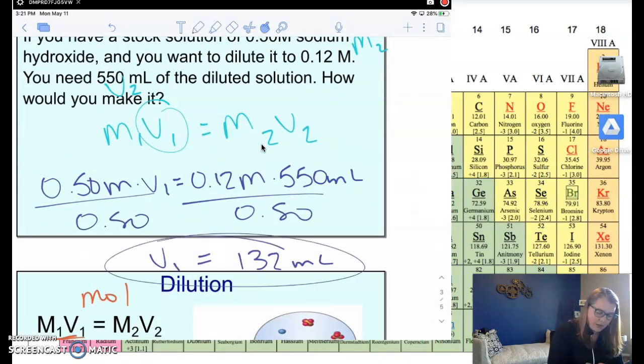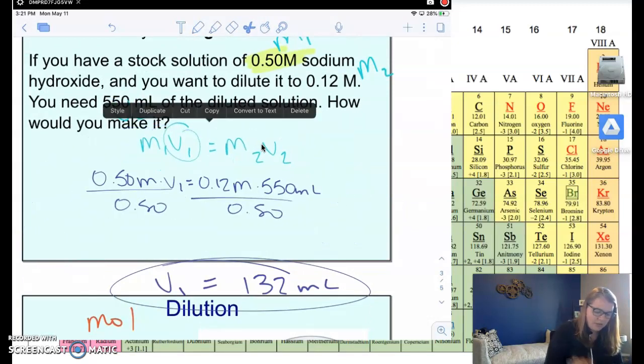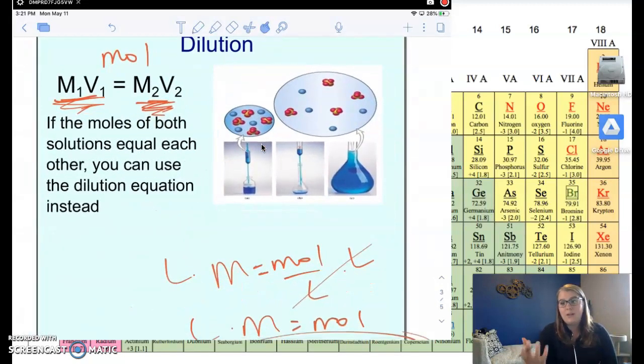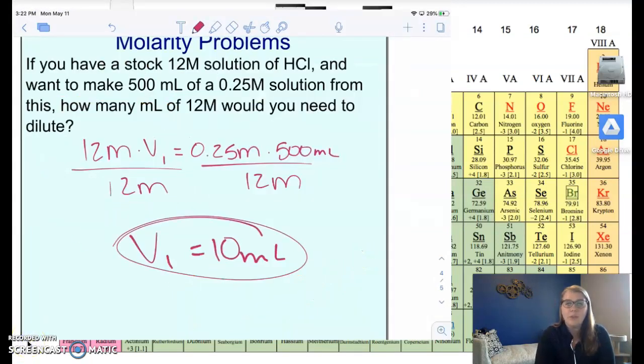So essentially what I figured out here is, that 0.5 molar initial concentration that I had to begin with, I would need to take 132 mL of that, the higher concentration. And if I take that and add water to it until I get to my 550 mL, my desired volume, I now would have a 0.12 molar concentration. That is because M1 times V1 is equal to moles, so I've got equal moles in both solutions. Here's another example problem worked out really quick if you need another example of a dilution problem.